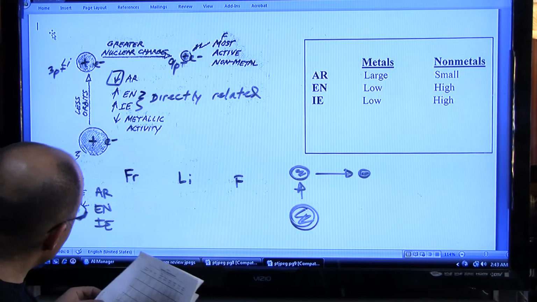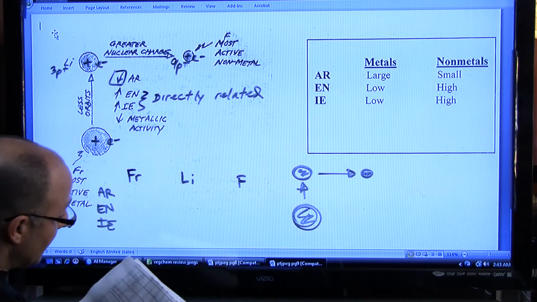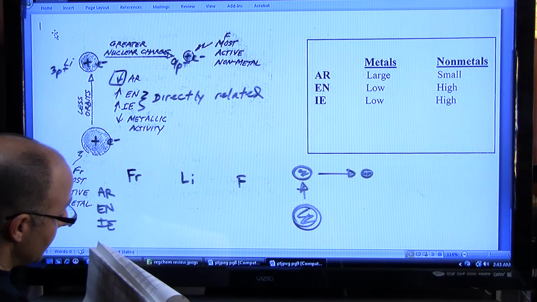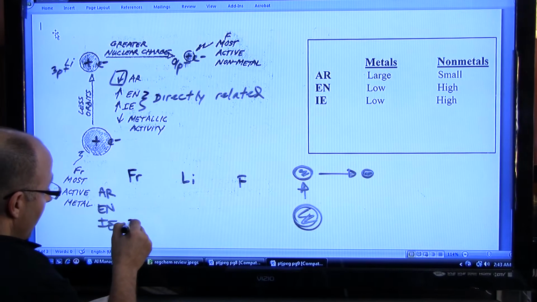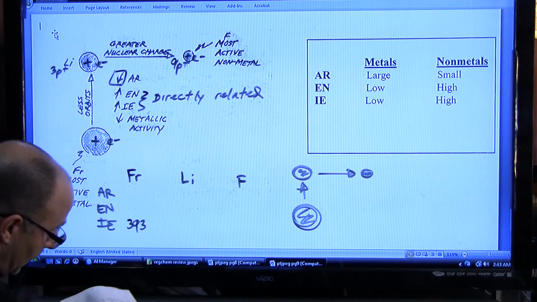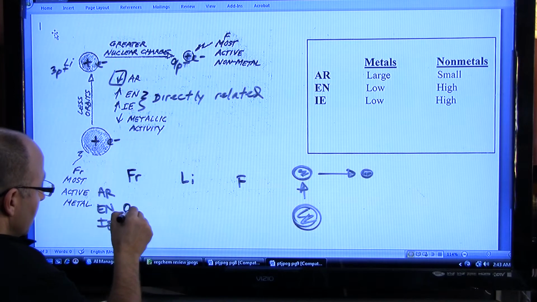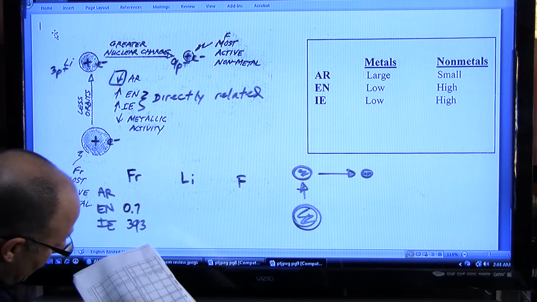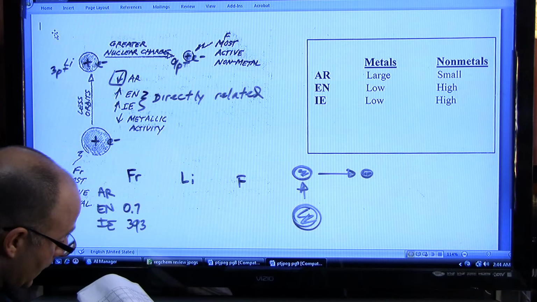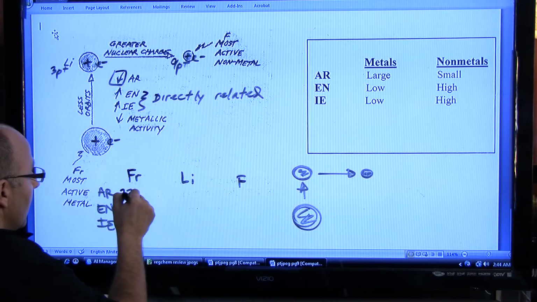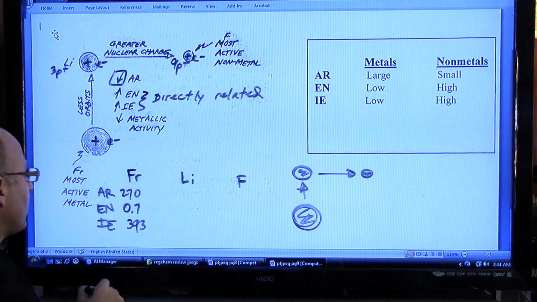All right, so francium, number 87, has an ionization energy of 393, an electronegativity of 0.7, and an atomic radius, it's all the way to the extreme, of 270 picometers. I'll avoid the units right now.